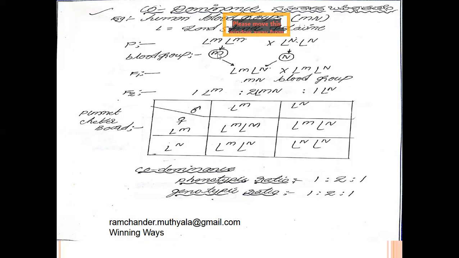One parental generation produces capital M gametes. Another parental generation produces capital N gametes to form the F1 generation. The F1 generation has a new blood group. The new blood group is the L^M L^N blood group. The L^M L^N blood groups are formed in the F1 generation by codominance.